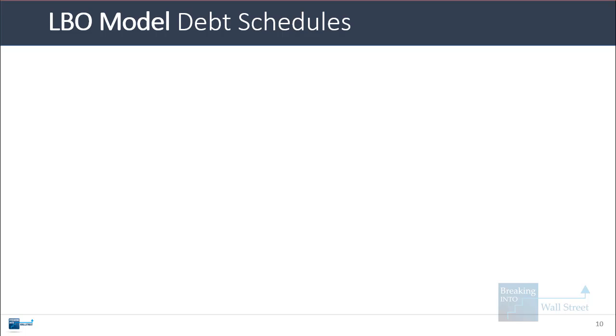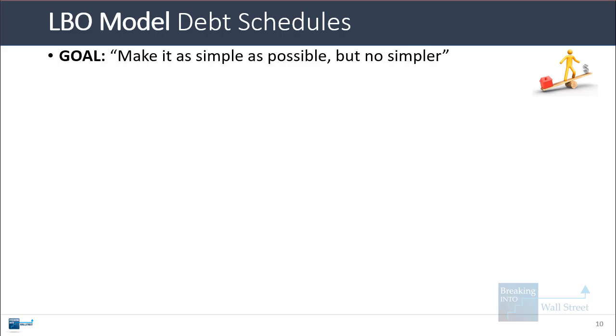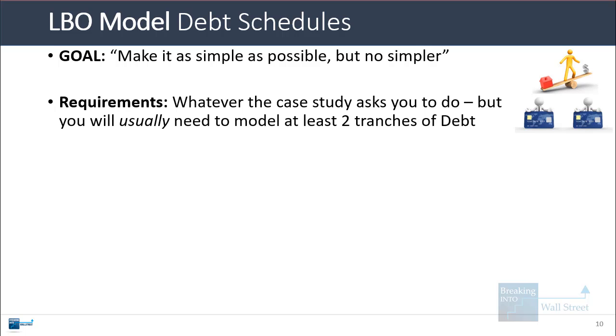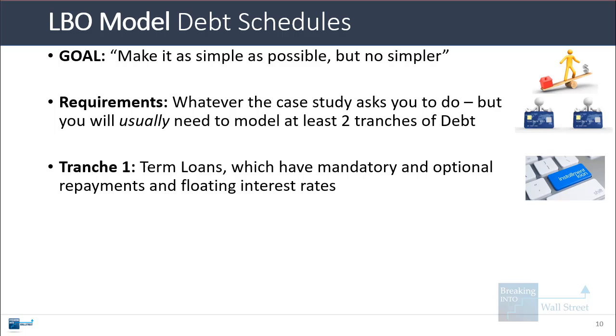Now, the next example we're going to go to here is for the LBO model. And here, the goal is to make it as simple as possible, but no simpler. The requirement here is basically whatever the case study asks you to do. But usually, as I said before, you will need to model at least 2 tranches of debt. So you might have something like term loans, which have mandatory and optional repayments and floating interest rates. In other words, interest rates that change over time.